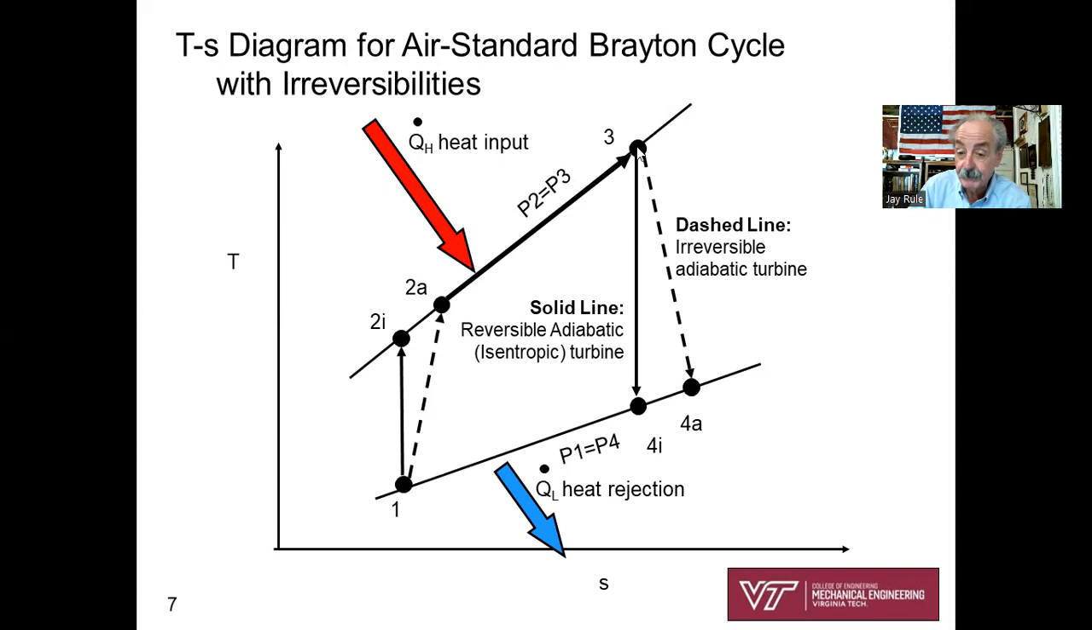We come into the turbine. If the turbine had been reversible and adiabatic, we would go down in the isentropic process to state 4I, but we realize in the real world there is unrestrained expansion associated with that turbine, so we go through this dashed line, the irreversible adiabatic turbine, to state 4A. So that gives you a general idea, TS diagram, for the Brayton cycle. If you do enough of these, this TS diagram is going to be right impressed in your head.